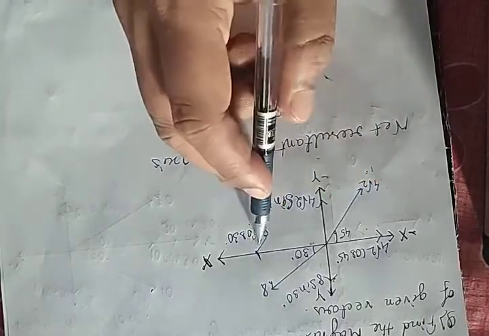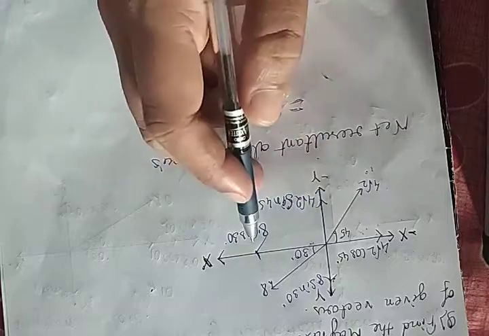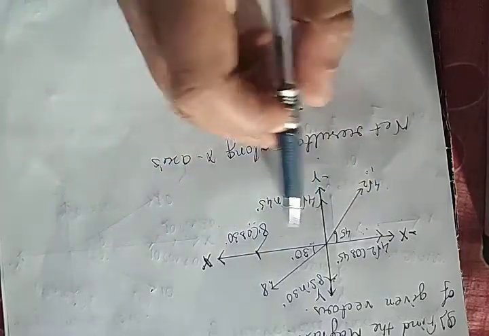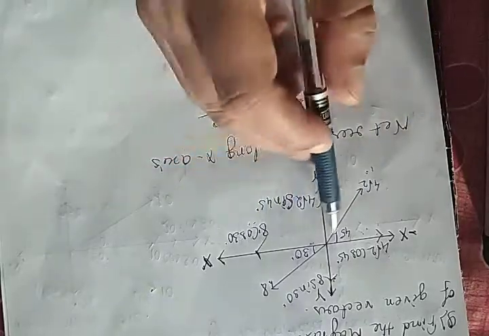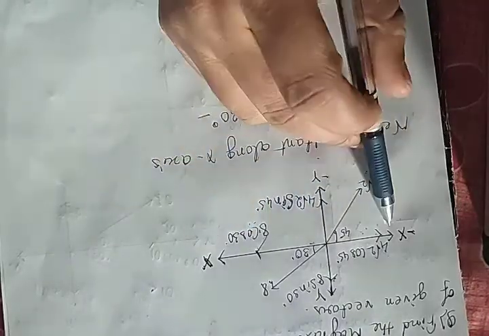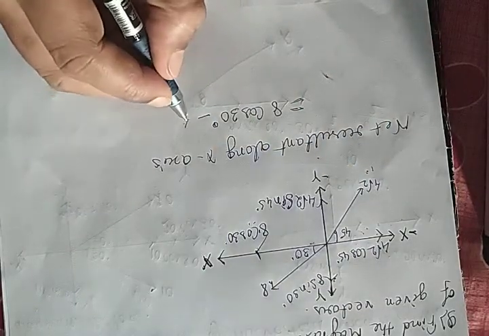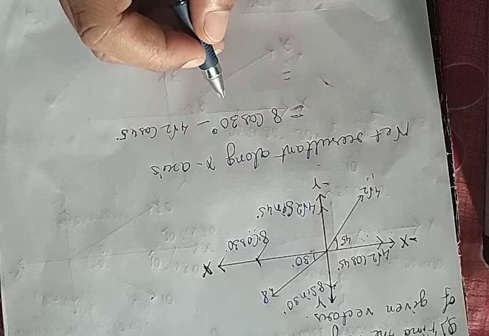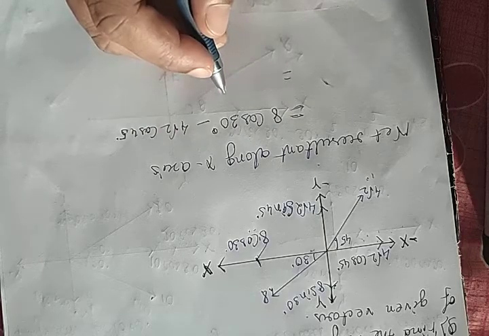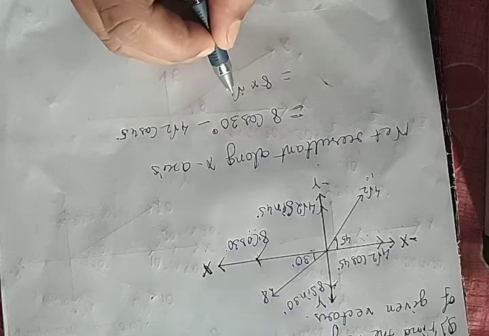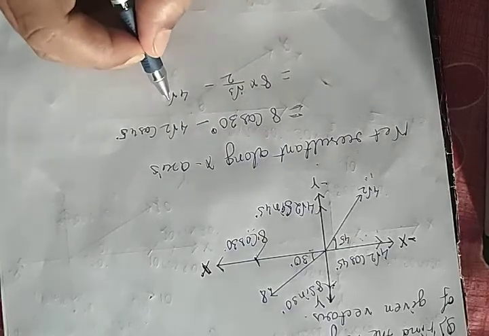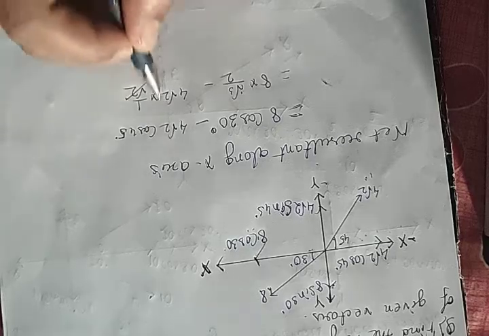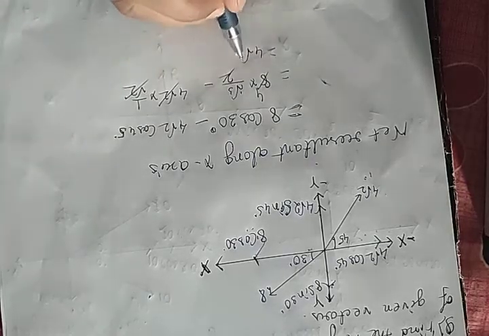If these two vectors were along the same direction, the positive axis, then you could add. But since these two vectors have different directions, one along the positive x-axis and the other along the negative x-axis, you have to subtract. So 8 cos 30 minus 4 root 2 cos 45 degrees. Cos 30 is root 3 by 2, so 8 into root 3 by 2 minus 4 root 2 into 1 by root 2, that means 4 root 3 minus 4. This is the net resultant along the x-axis.